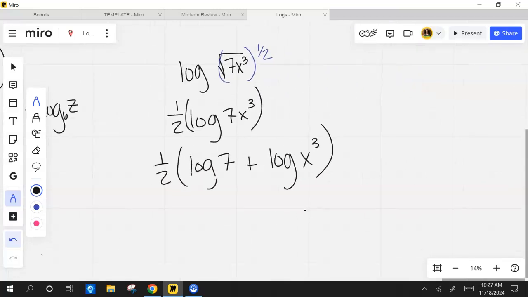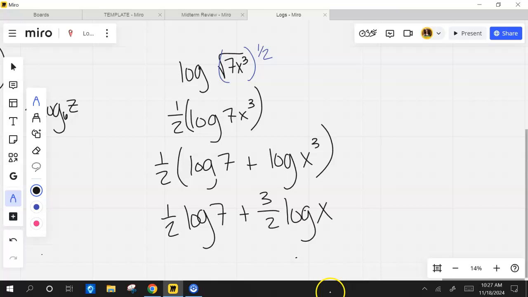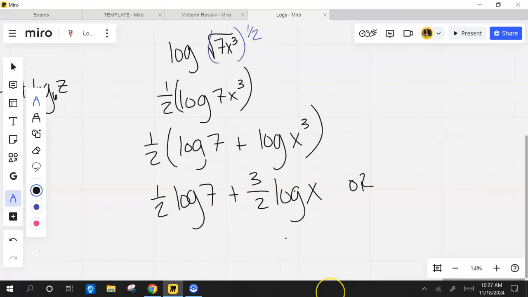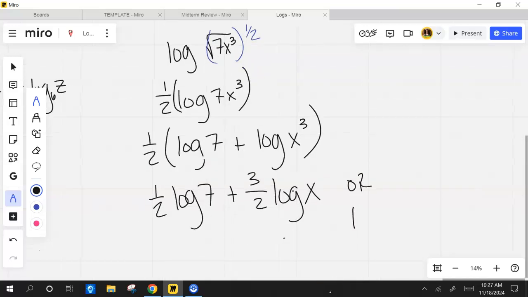So if you didn't put the parentheses there, you would have to have this. Yes, you could do it this way, or either one of those would work. This is distributed through, this one's not. But either one's fine.